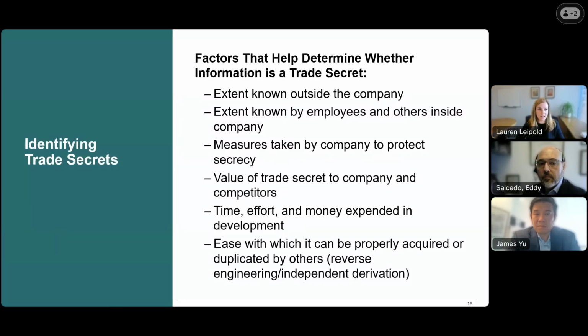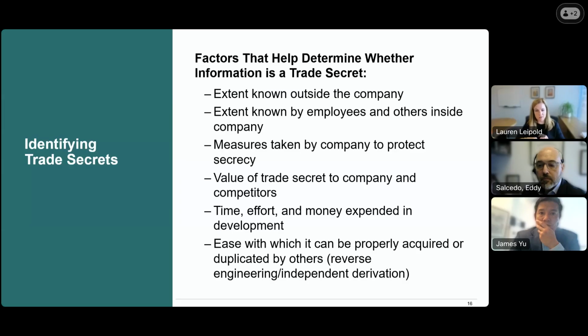What have courts said might help determine whether something's a trade secret? Here are arguments you can make, because again, the case law differs, but typically courts will look at the extent that this material is known outside the company, known by employees or others inside the company, what sorts of measures you've taken to protect the value of that trade secret to you and to your competitors, how much time, effort, and money expended into development? There's sort of that equitable piece. And then, how easy can it be acquired?